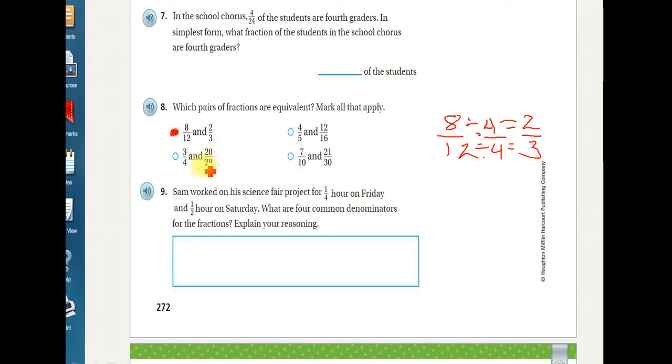Okay, I'm going to skip this one. I'm going to let you do that one on your own. So you've got to check these. They could be correct or they might not be. I don't know. I'm not going to do those two for you.